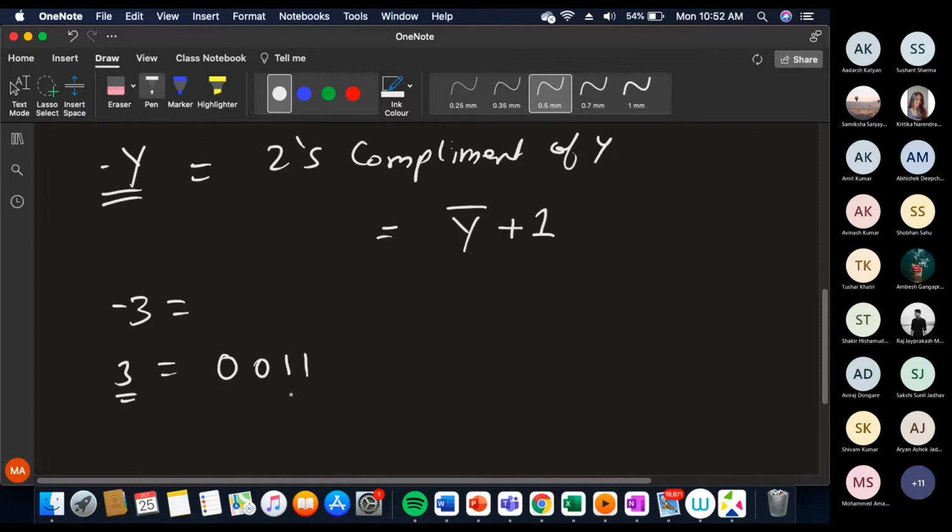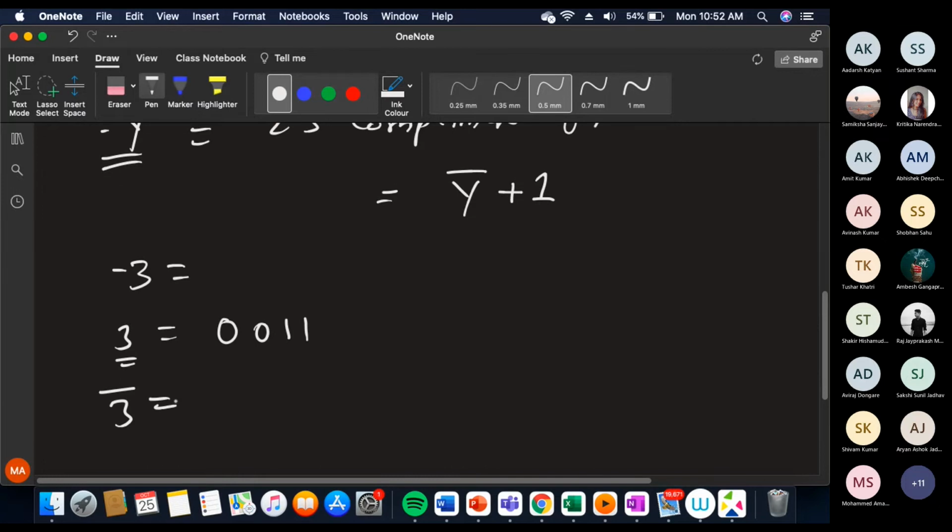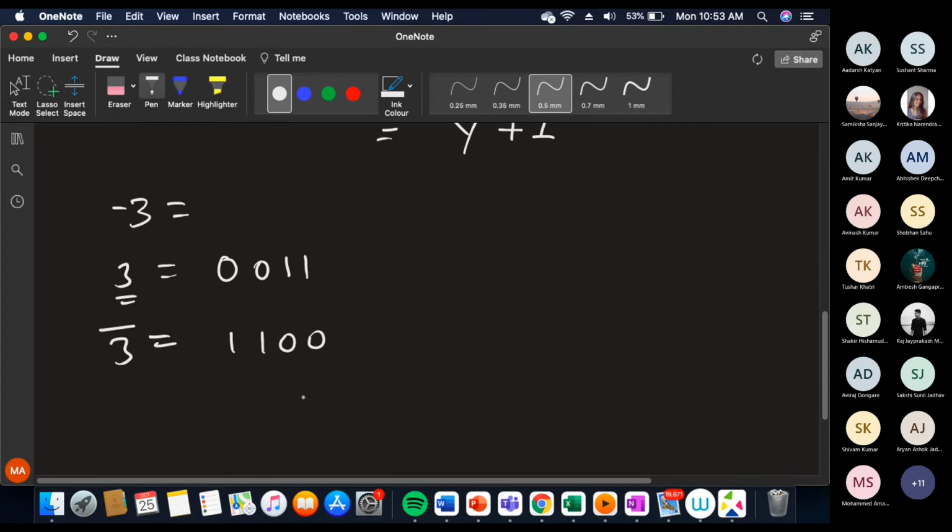What is 3 का 1's complement? So 3 का 1's complement मतलब just flip the bit. So 1, 1, 0, 0. Again, this is not your 2's complement. ये 1's complement है. 2's complement के लिए क्या करना पड़ेगा? इस 1's complement के अंदर 1 add कर दो. If you add 1 to it, what will it become? 1, 1, 0, 1. So this is the technique for generating 2's complement.